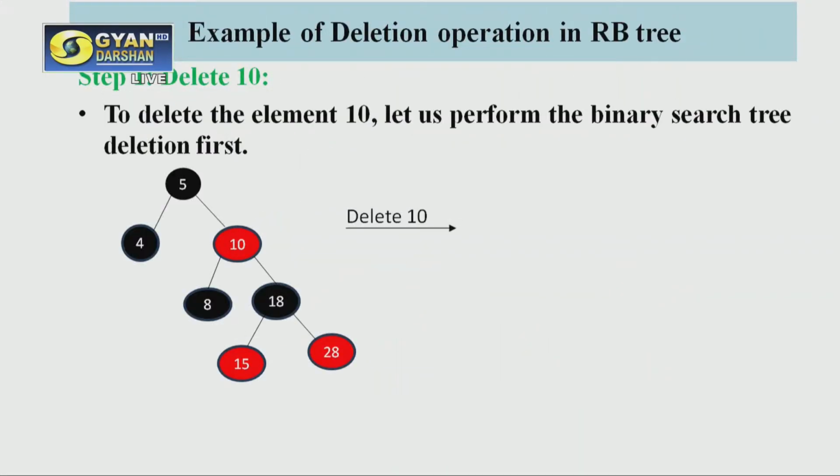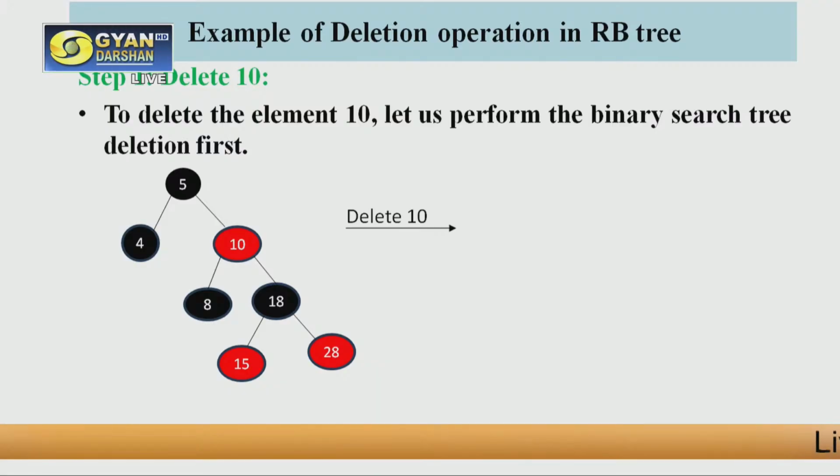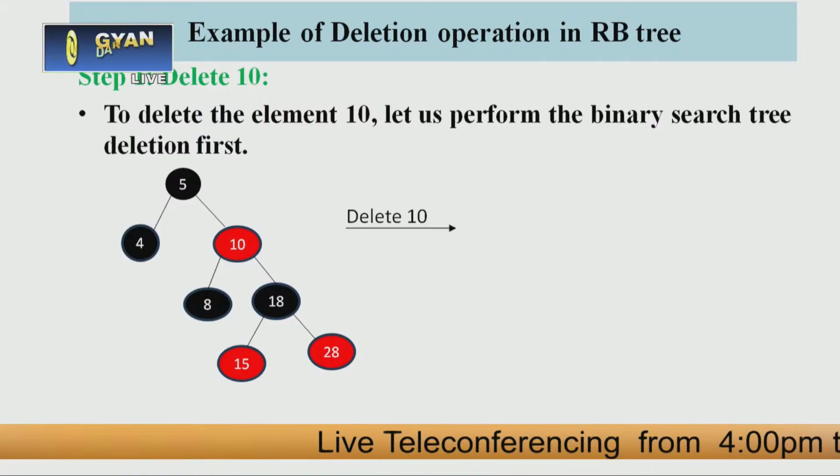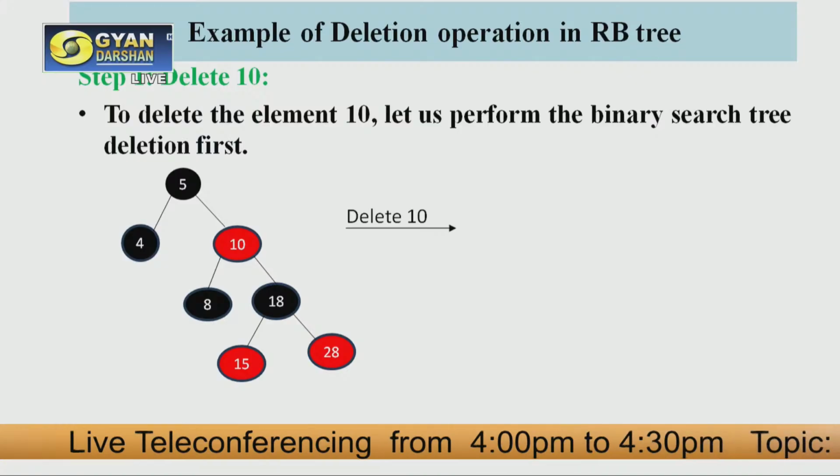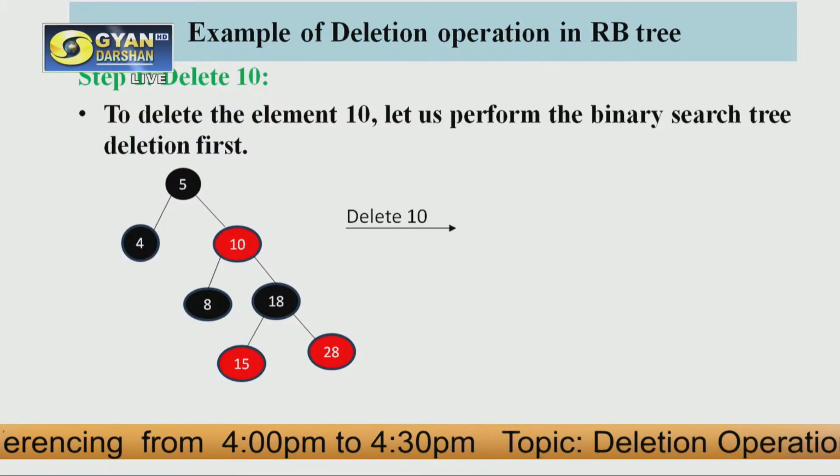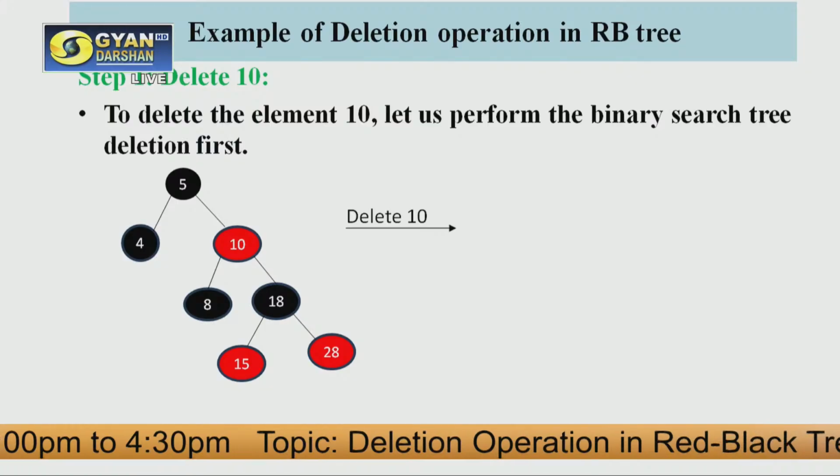And after deletion, one more thing, we can see that 10 is an internal node having 2 children. So which node will replace this 10? As I told, it is the in-order successor which will replace this 10. And who is the in-order successor of 10? In-order predecessor is 8, but the in-order successor is 15. So 10 will be replaced by 15.